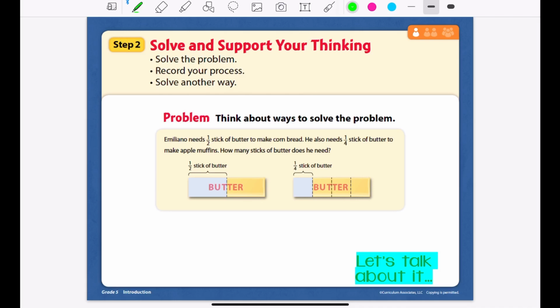If we look at both of these models down here at the bottom, I see that this stick of butter has two pieces in the whole. So that's the reason why the denominator has a 2. This stick of butter over here, he needs 1/4. So I see 1, 2, 3, 4 pieces in the whole, which is the reason why the fraction denominator is the 4 in the 1/4.